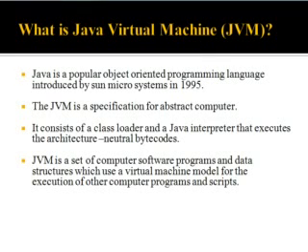The next software development framework that we are going to talk about is the Java Virtual Machine, which is also known as JVM. A Java Virtual Machine is a set of computer software programs and data structures which use a virtual machine model for the execution of other computer programs and scripts.